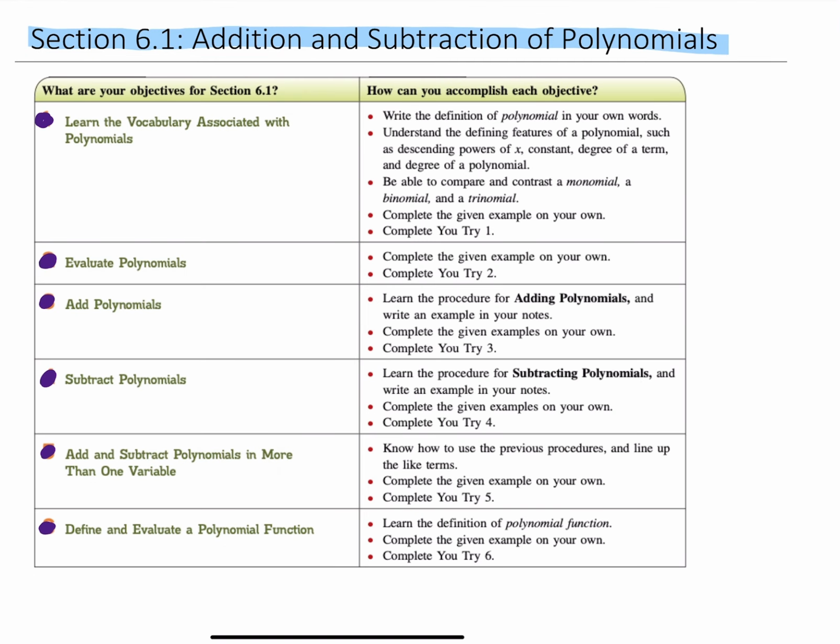All right, that's it for this section. So we explored some of the vocabulary around polynomials to find what they are, evaluated them, so plugged in some number. We did addition and subtraction. We saw some examples with more than one variable, and then introduced slightly the function notation and evaluated a polynomial function. All right, that's it for this video, and I'll see you next time.